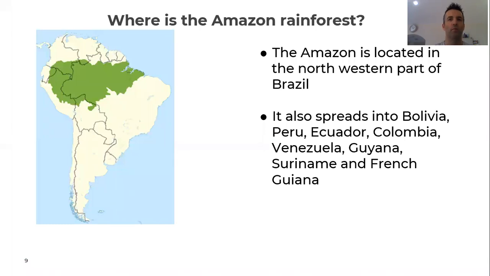Well done if you remembered that the Amazon rainforest is located in the northwest of Brazil. So it's in the northwestern part. Now, the majority of the rainforest is located within the country of Brazil, but remember, it also spreads into Bolivia, Peru, Ecuador, Colombia, Venezuela, Guyana, Suriname, and French Guyana as well. So it spreads into all those other countries, but most of it is within Brazil.